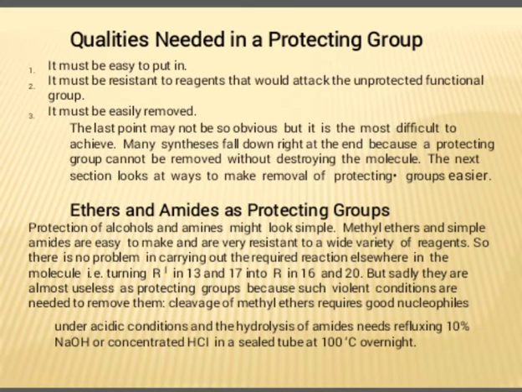Qualities needed in a protecting group: it must be easy to put in. It must be resistant to reagents that would attack the unprotected functional group. It must be easily removed. The last point may not be so obvious, but it is the most difficult to achieve. Many syntheses fall down right at the end because a protecting group cannot be removed without destroying the molecule. The next section looks at ways to make removal of protecting groups easier.